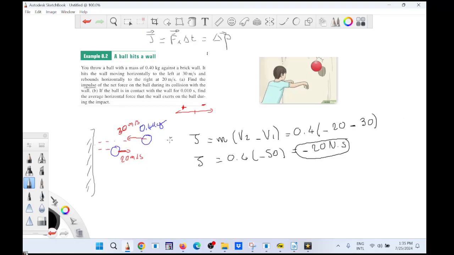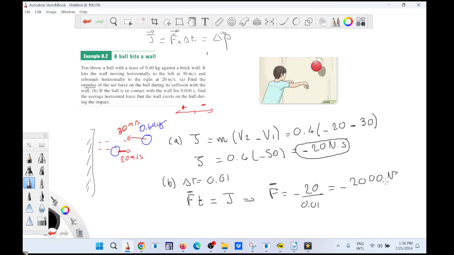And then they want you to find, so it's like a kick. The time of impact is hundredths of a second. And you can apply the equation: average force times the time of impact equals the impulse. So that means your average force equals the impulse divided by the time elapsed. So it's going to be negative 200 Newton.